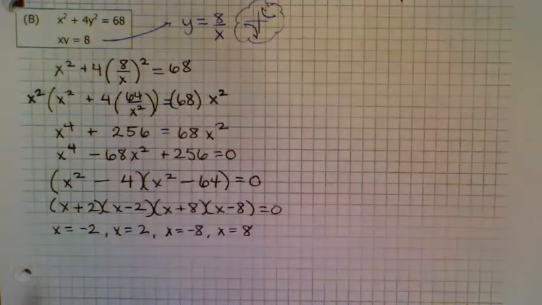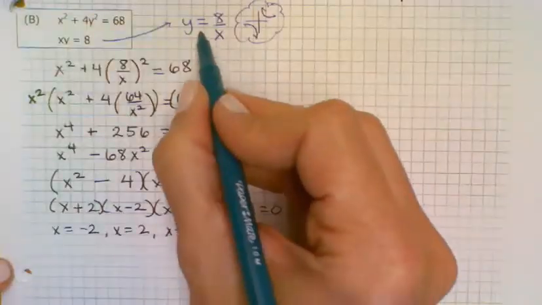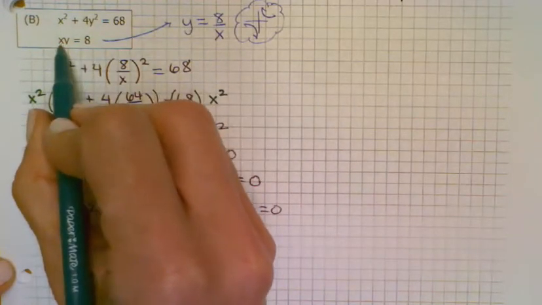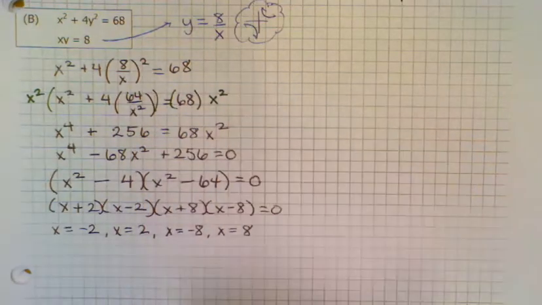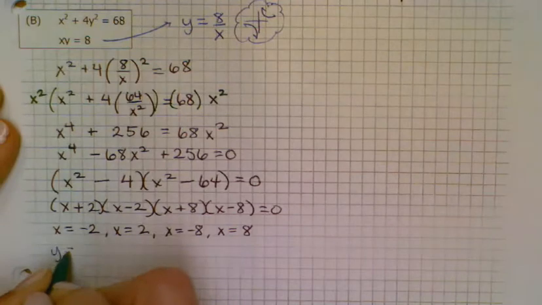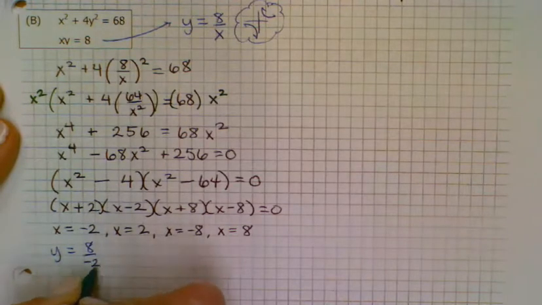Each one of those we're going to need a y value. So that's where we're going to go to our y version of the second equation. You can of course plug it in here, but since it's already solved for y, that's going to be easier. So I'm going to say for x is negative 2, y is 8 divided by negative 2.